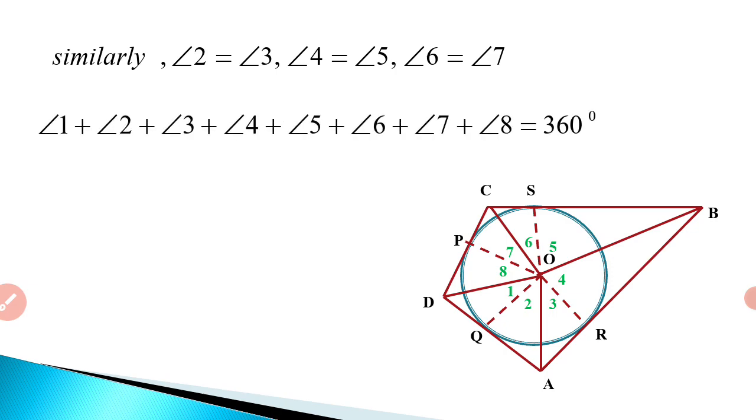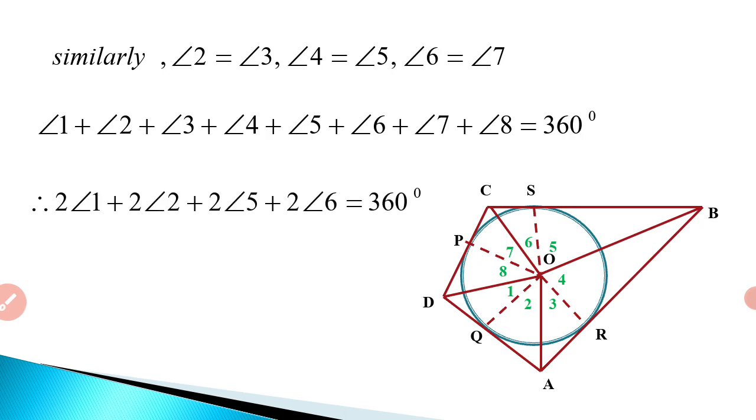Now, we all know that sum of all these 8 angles is 360 degrees. It's a complete angle. But 1 and 8 are equal, 2 and 3, 4 and 5, 6 and 7 are equal. So I can write it as twice angle 1 plus twice angle 2 plus twice angle 5 plus twice angle 6 is equal to 360 degrees. We can transpose 2 to the other side. So angle 1 plus 2 plus 5 plus 6 will be equal to 180.